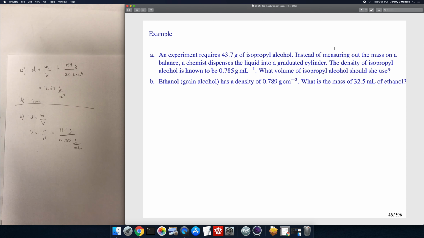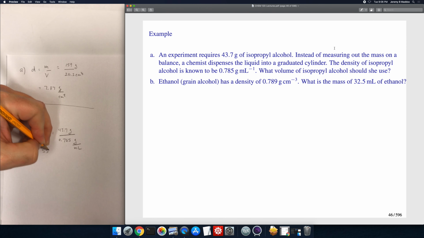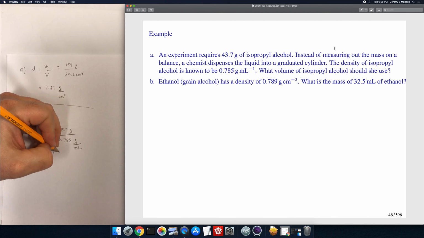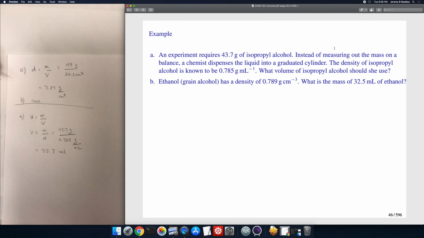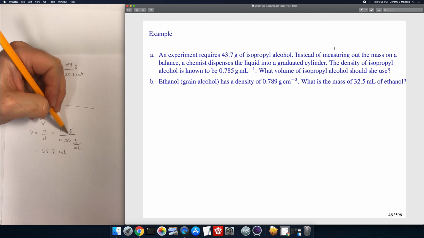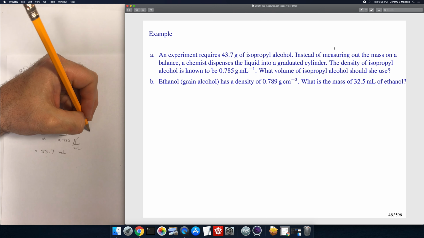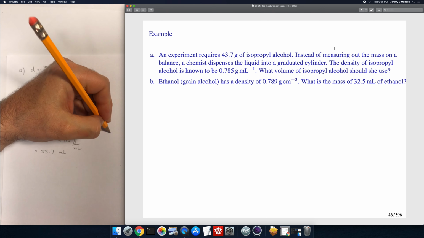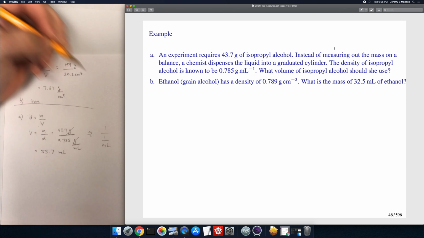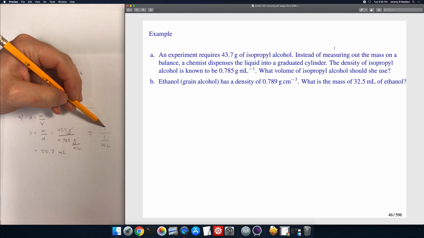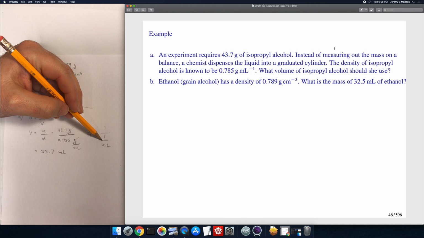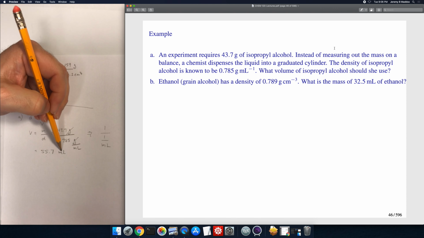Okay, we'll run this through our calculator. And I'm getting 55.7. And that would have units of milliliters. Notice what happens in the units here. You see that the grams cancel, which is going to leave us with 1 over milliliters for the units. And whenever you take 1 over a fraction like this, it brings the denominator here into the numerator.